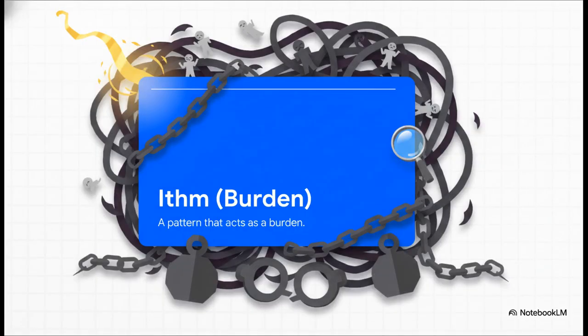Then we have the word ithm. This root fundamentally relates to slowness, delay, or being weighed down by a burden. So when the Quran talks about ithm, say when it's discussing things like intoxicants or gambling, it's framing the wrong not just as a forbidden act, but as a literal weight. It's a pattern of behavior that acts as a heavy burden, absolutely slowing down your spiritual momentum and holding you back from growth. It's an action that essentially creates massive friction in your life.